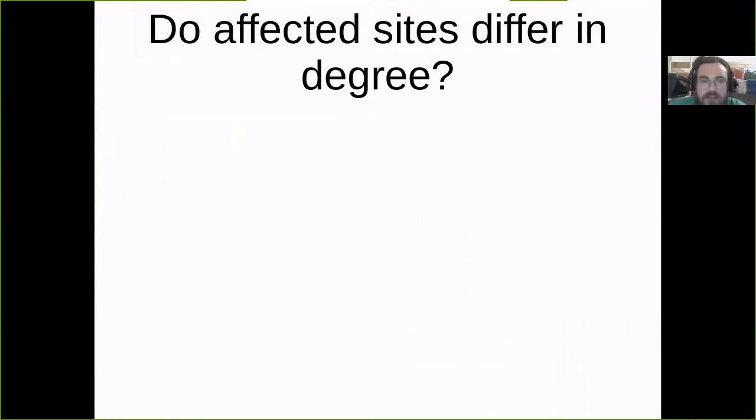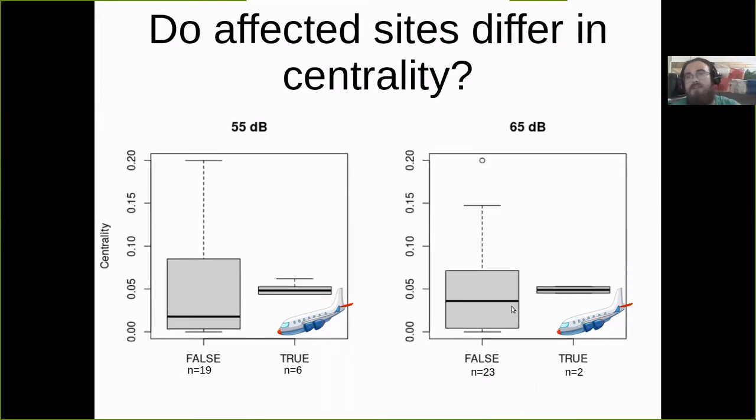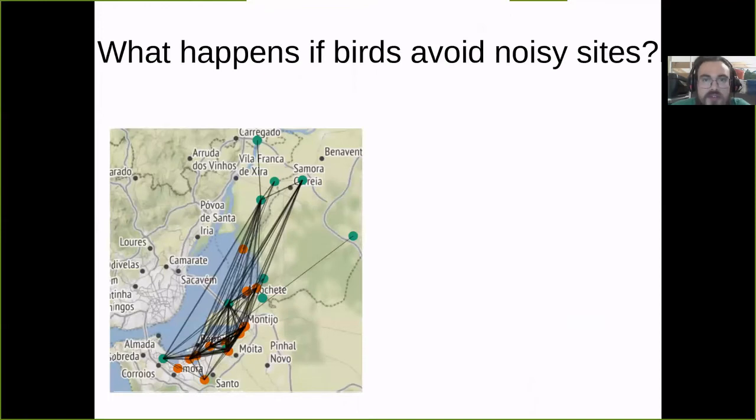So the first thing I simply looked at was what properties do these sites have that are affected. So while this isn't exactly statistically significant, you can at least see that the sites that are affected, where it says true, have higher degree than the sites that are not affected. So the sites that are affected are amongst the more connected in this network. And the same pattern with centrality. These are the sites that operate as hubs for this population when they're moving around the estuary.